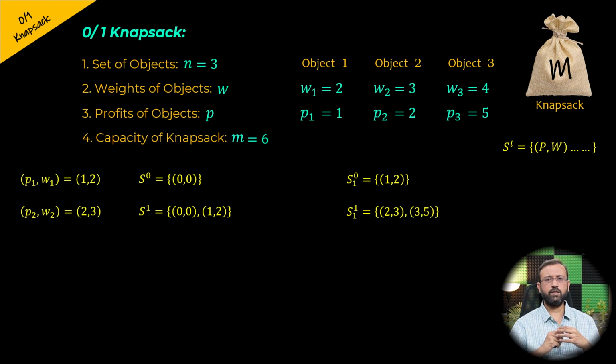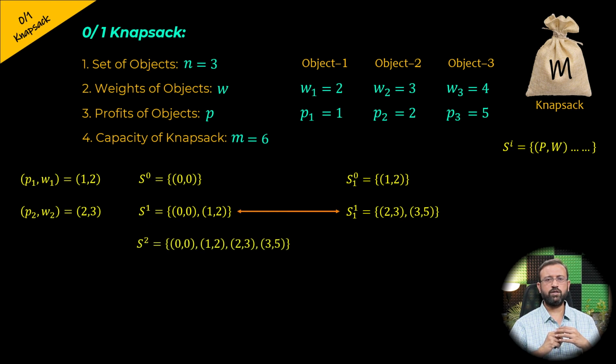Then the next pair of the set S11 will be 2, 3 plus 1, 2, which is 2 plus 1 is 3 and 3 plus 2 is 5. So the second pair is 3, 5. Then the set S2 is computed by merging the set S1 and S11.